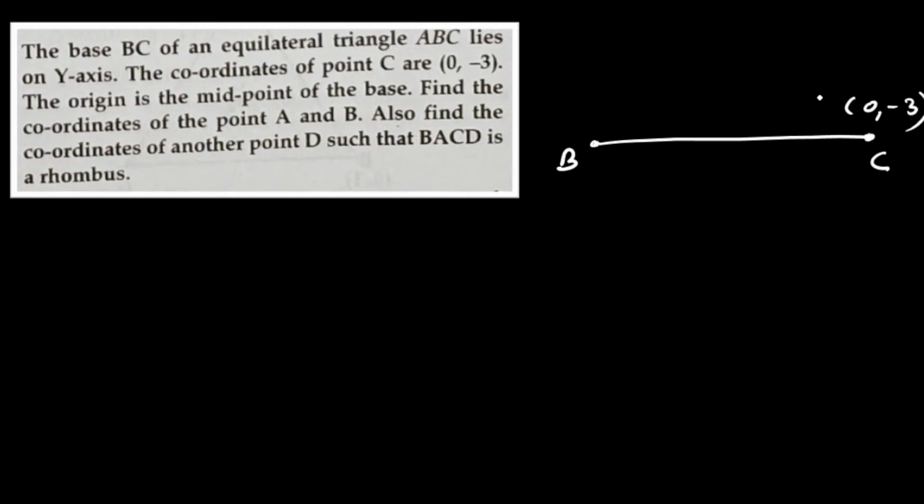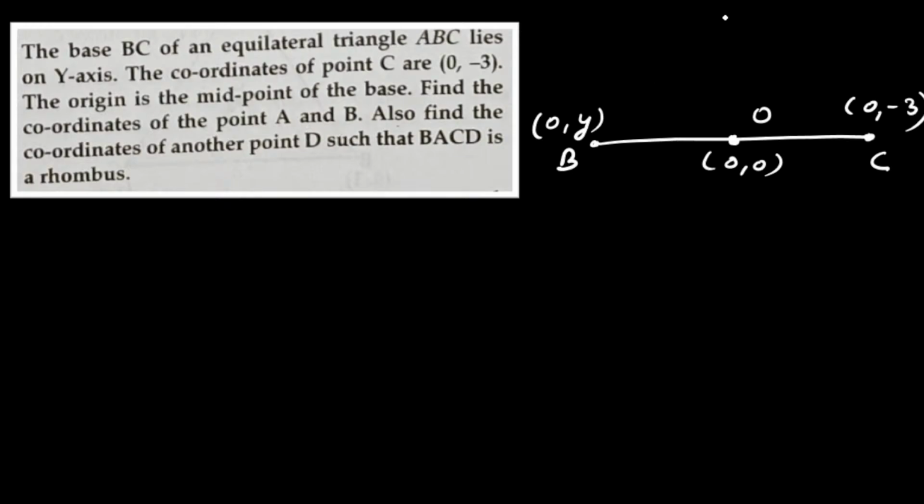See, base lies on y-axis. This line is actually the y-axis. So that means coordinates of B will also be like 0, y only. Yes, so origin is 0, 0. I'll just write origin as O. This is the midpoint, so it's 0, 0. They have mentioned the origin is the midpoint of the base. Find the coordinates of the point A and B.